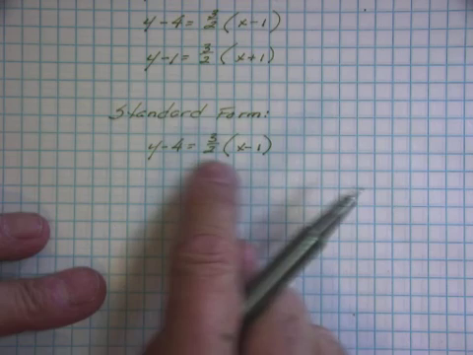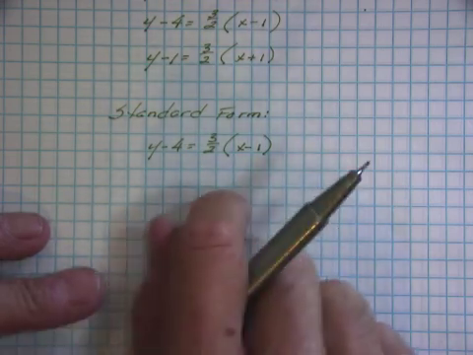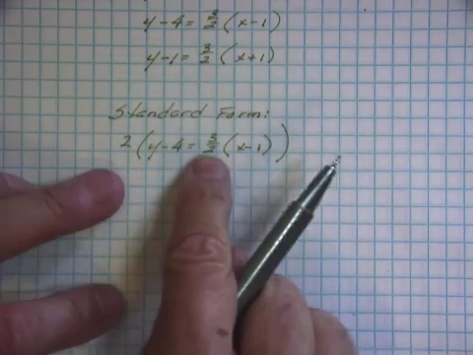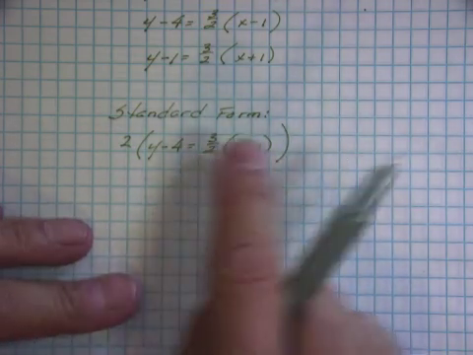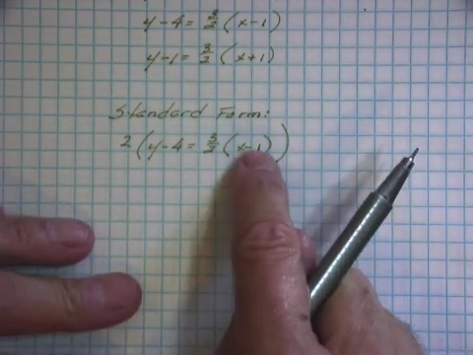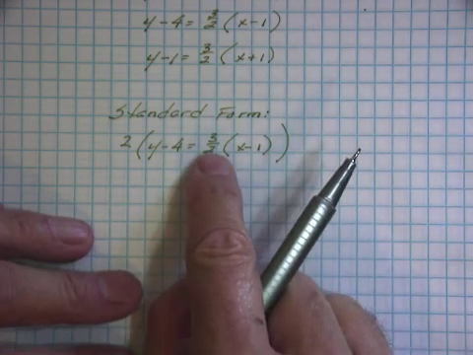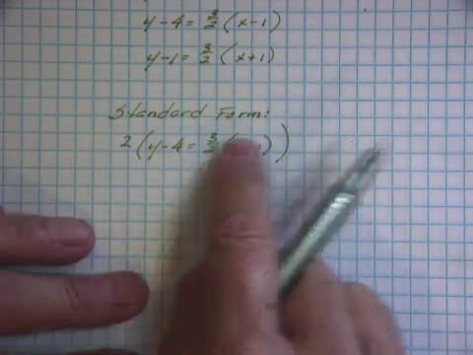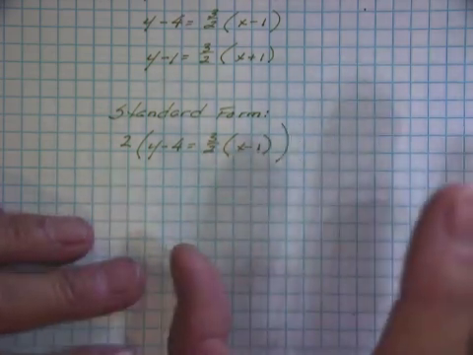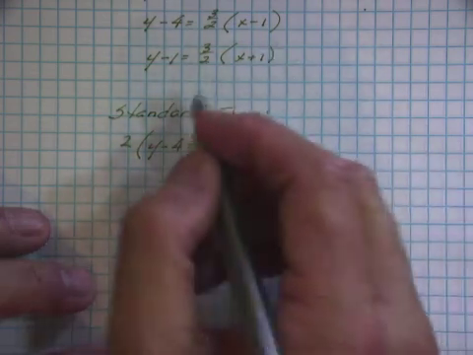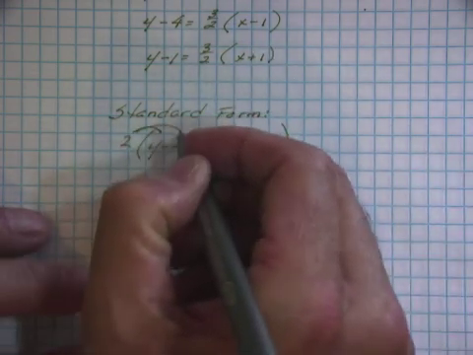I'm going to bring this down. It doesn't matter which one you bring down, both the same. I'm going to bring down y minus 4 equals 3 halves times x minus 1. And we're going to put that in standard form. First thing I think I want to do is multiply both sides of the equation by 2, or multiply the entire equation by 2, because that'll get rid of the denominator.